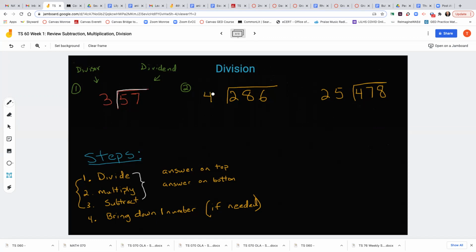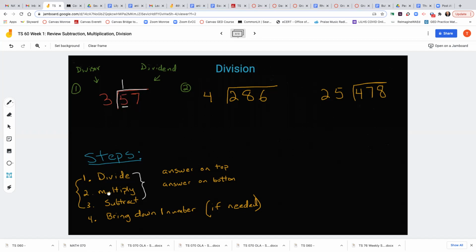Over here, this 4 is the divisor. This is the dividend. 25 is the divisor, okay? And 478 is the dividend. All right, so step 1 says to divide and put your answer on top. So I'm going to ask, how many times does the divisor, 3, go into 5? Okay, notice I'm dividing it first into just 5 here, okay? It goes 1. So since I'm dividing into that number, I put my answer right above it.